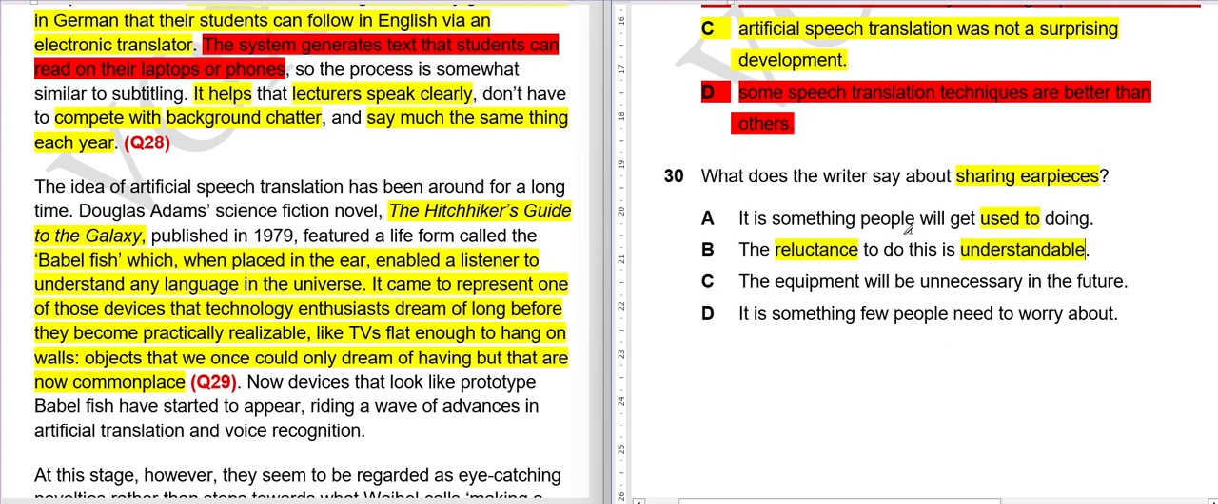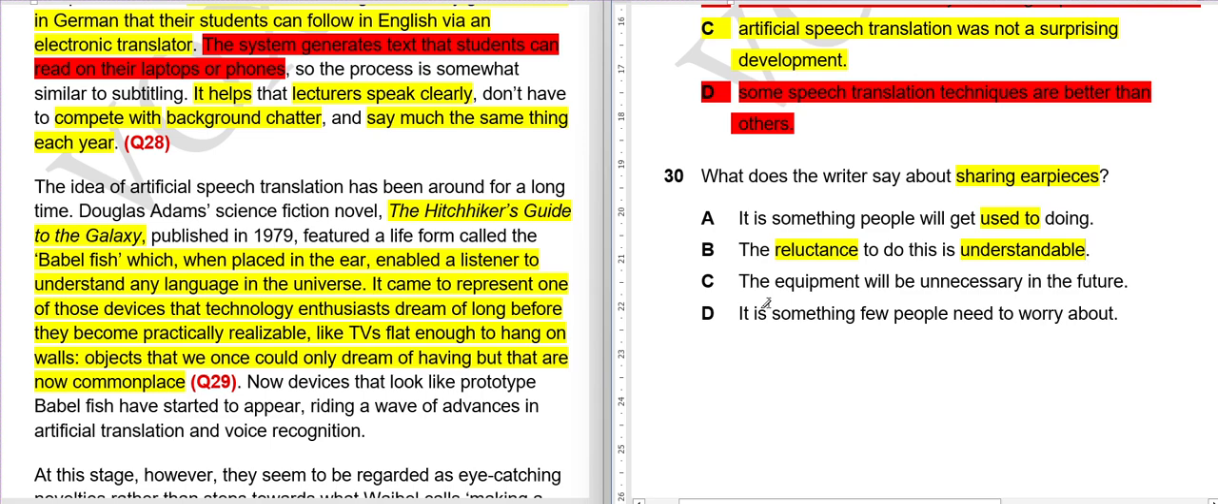So this is opposite to A. Here it is saying that people will be perfectly okay with this because they are used to it. But B is saying they will be reluctant. They are not willing to do this, and it is understandable because of hygiene or something like that. We will see, but it is written in the text.